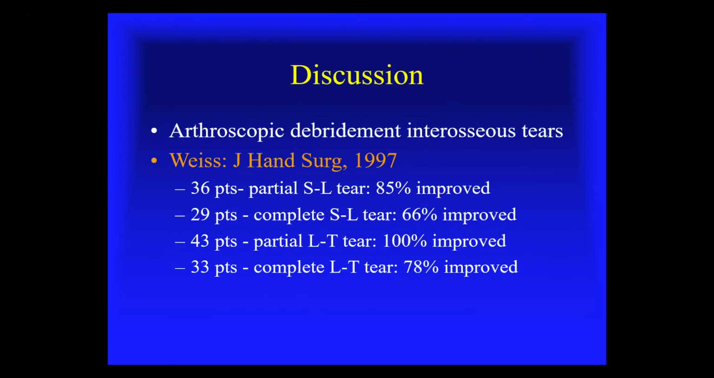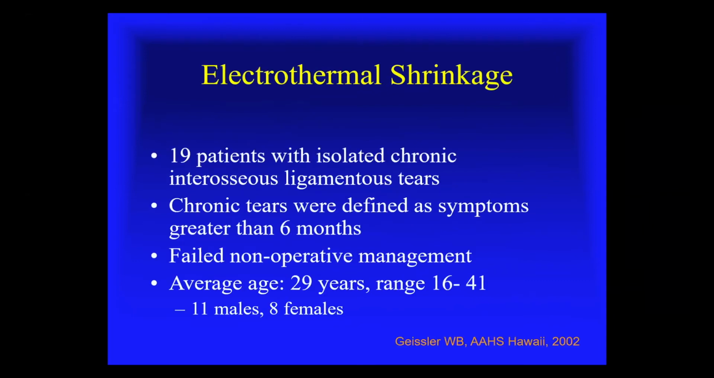Peter Weiss years ago wrote an article on arthroscopic debridement. For partial tears of the scapholunate, it worked out pretty good. Once you got complete tears, I think it probably didn't work very well. LT tears, there's less stress on that side. Debridement seemed to work pretty good in his hands for either partial or complete tears. I think we've looked at this.